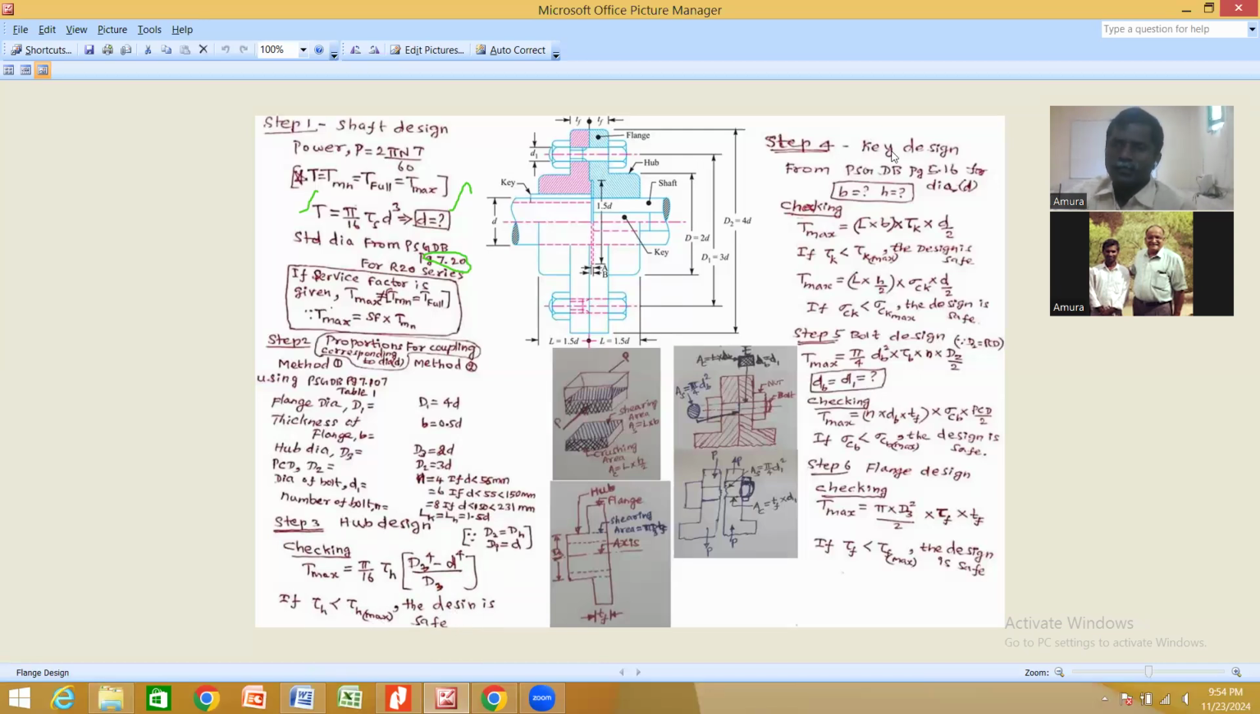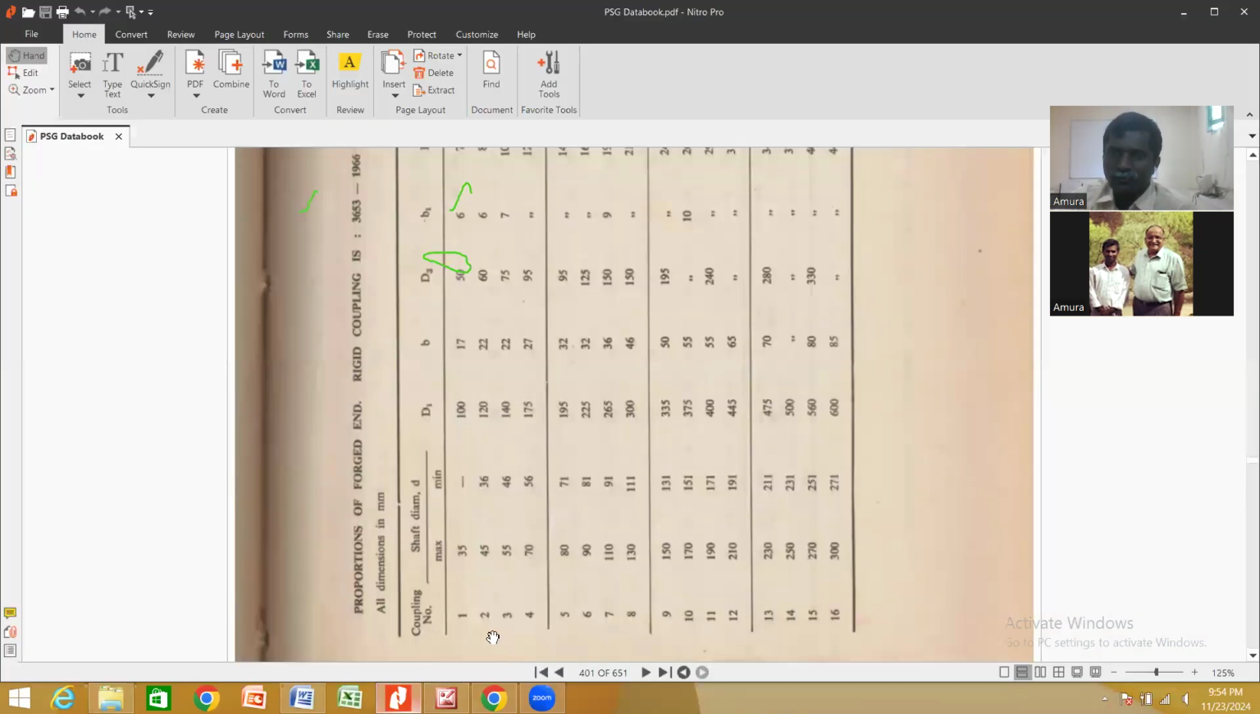Step 4, key design. The next component is the key. Here we have considered a rectangular key, and I have taken this dimension. First for the key, we have already found the length of the key. Now we are going to find the width and the height, which we can call the thickness of the key. That we are going to take from PSG data 5.16, which I will show now.